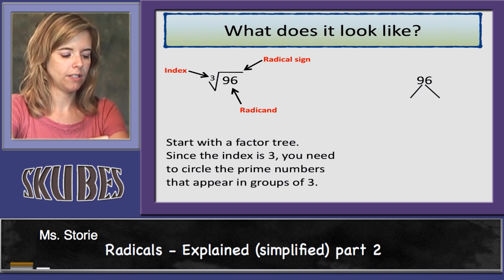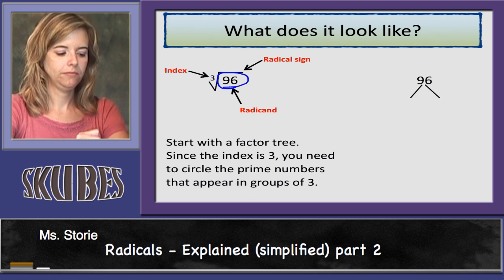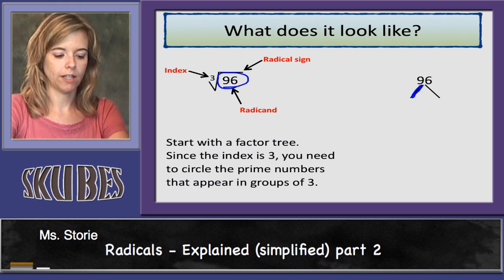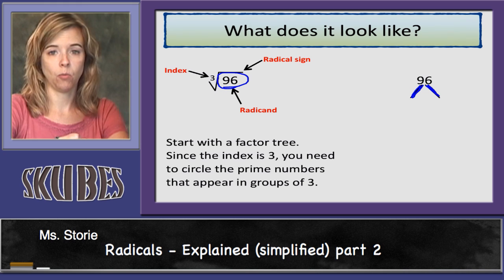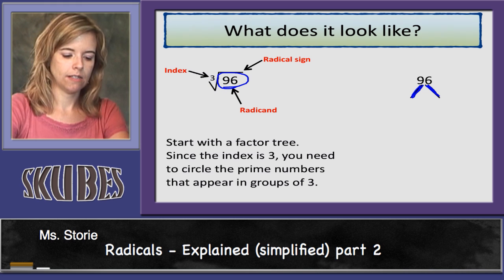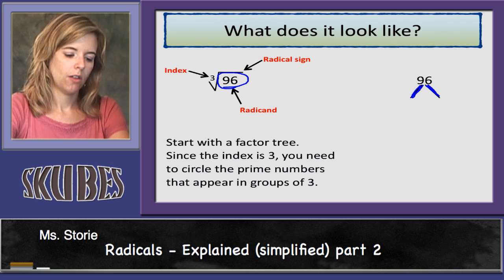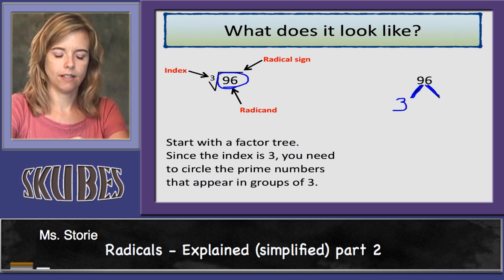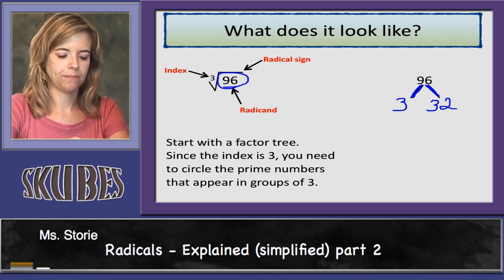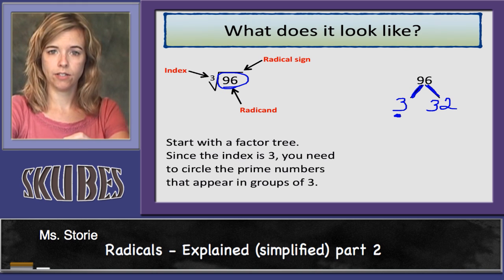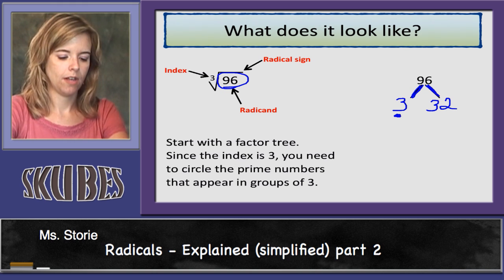Now, first thing you're going to do when you have to figure these out, look at your radicand. That's the number that you're trying to break down by prime factorization. Remember, prime numbers are numbers that can only be divided by themselves and 1. So we're going to take 96, and you can break it down however you want to. I know that 3 goes into 96 32 times. And this number 3 right here is a prime number, so I put a little dot under it so I can keep track of all my prime numbers.